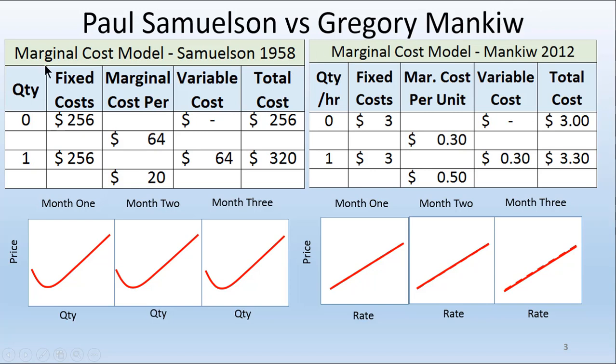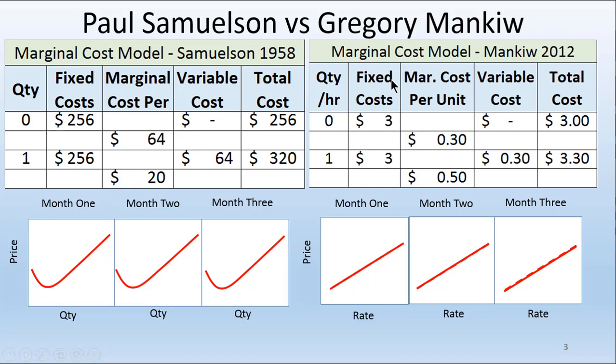Okay, so here on the left, you've got a 1958 model from Paul Samuelson. All the same stuff, but notice that the first column is quantity. And here in Mankiw's, he's now got quantity per hour. A couple other differences. Mankiw doesn't do the U-shaped cost curve that Samuelson used to do. I think Mankiw just wasn't as creative or didn't care that much or just thought it didn't really matter. So he didn't teach what Samuelson taught.